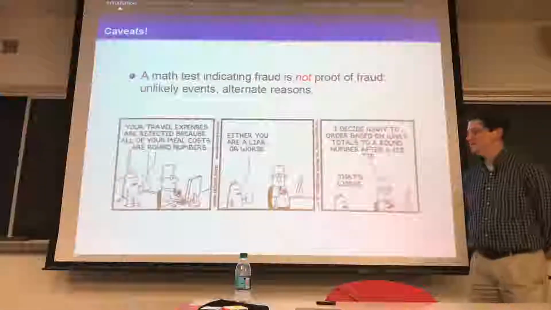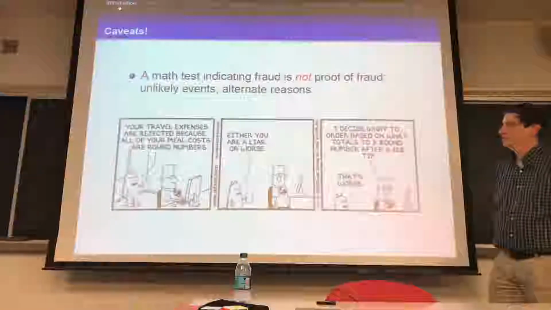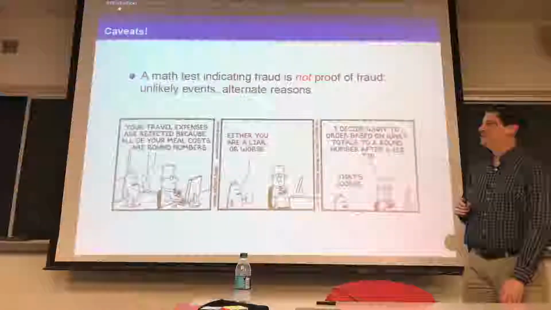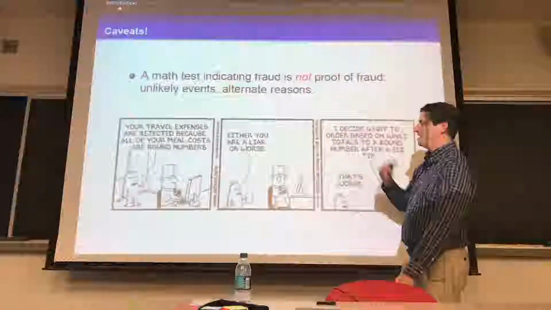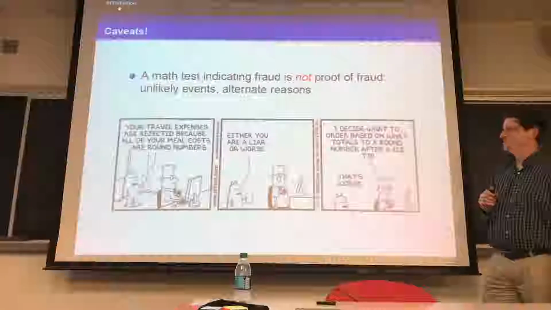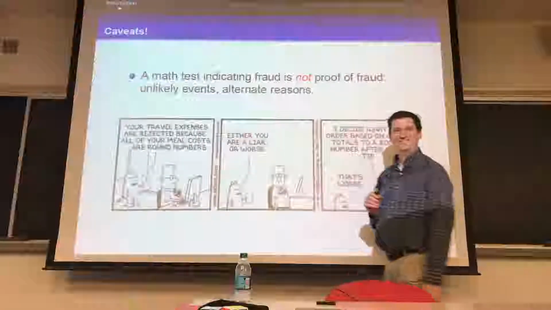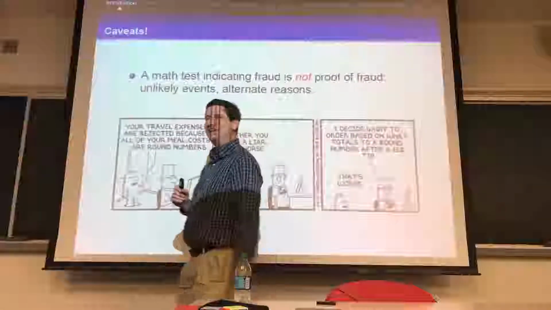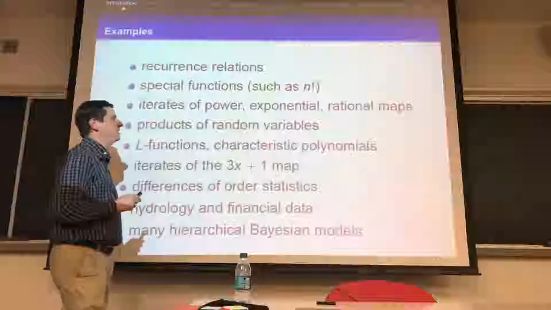I did email Scott Adams, and he was kind enough to allow me to reproduce this. Your travel expenses are rejected because all of your meal costs are round numbers. You're a liar or worse. I decided what to order based on what totals to a round number after 50% tip. That's worse. So you do have to be careful about what are the explanations behind the behavior.